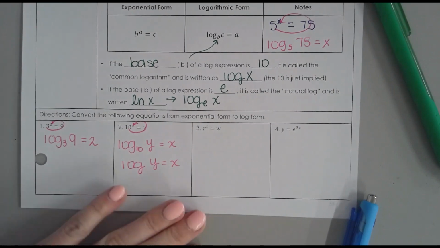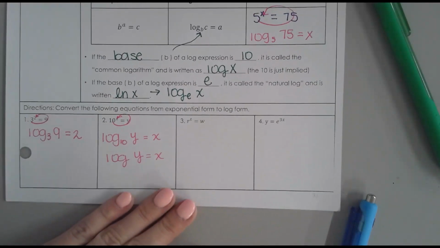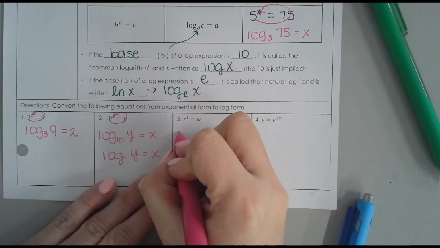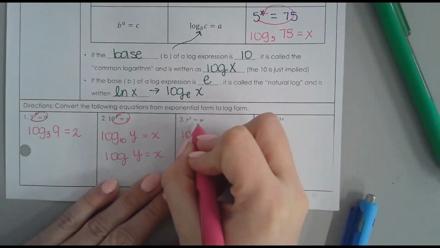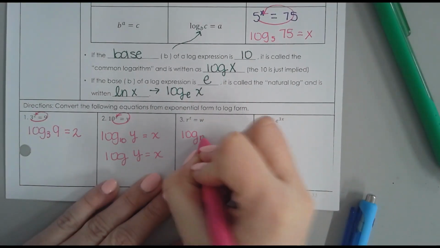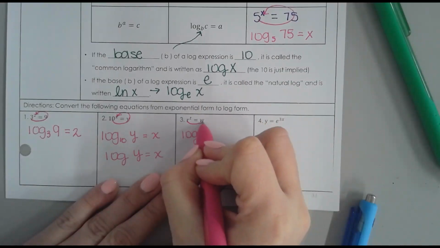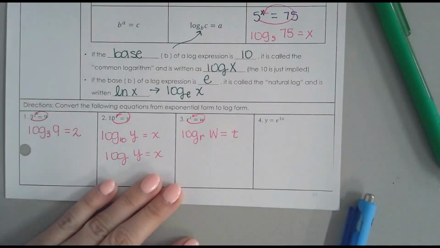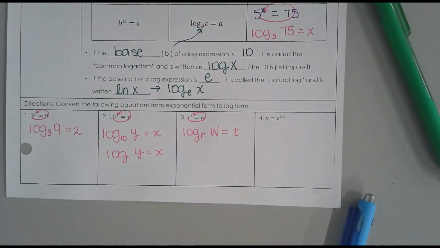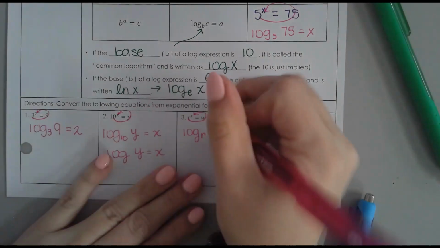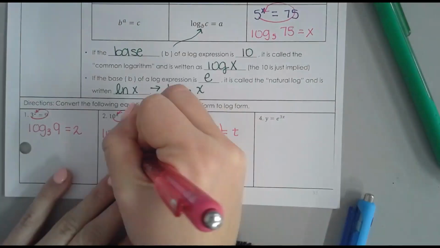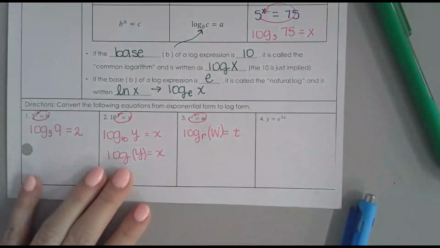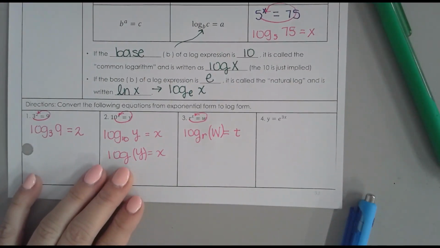All right. So number 3 would be log base r of w equals t. People will put these in parentheses. So you might see that, you might not.